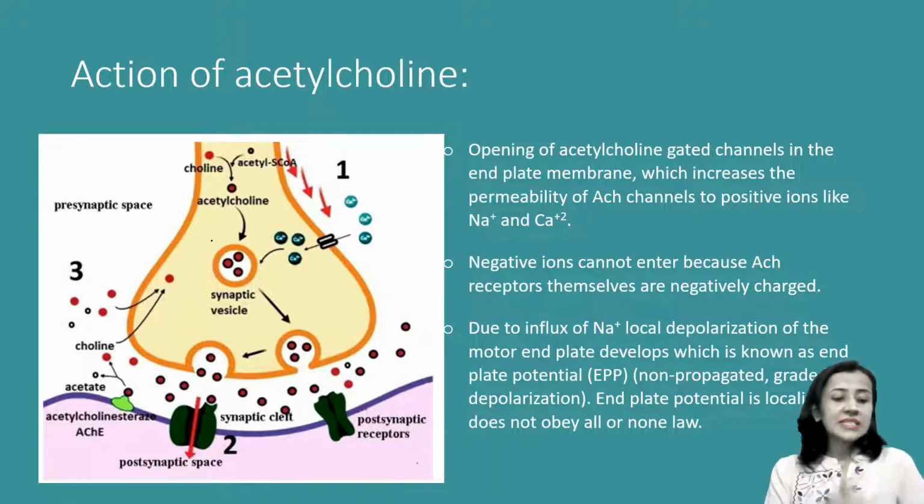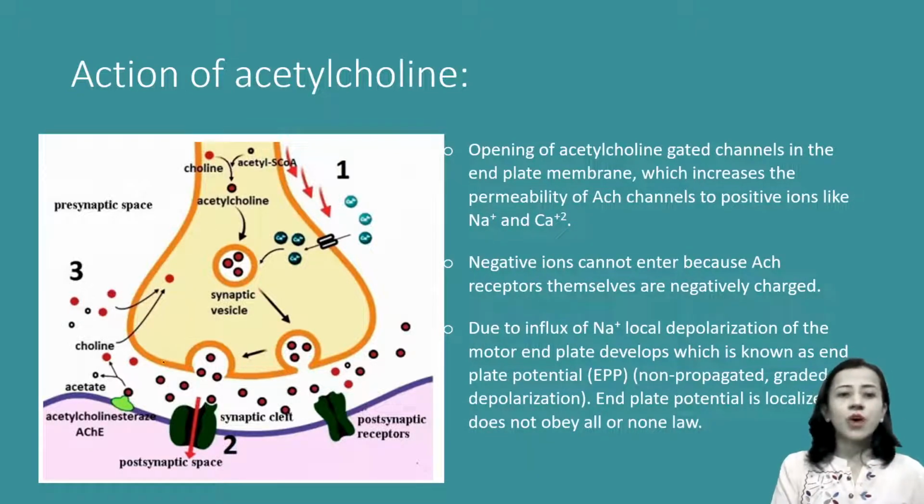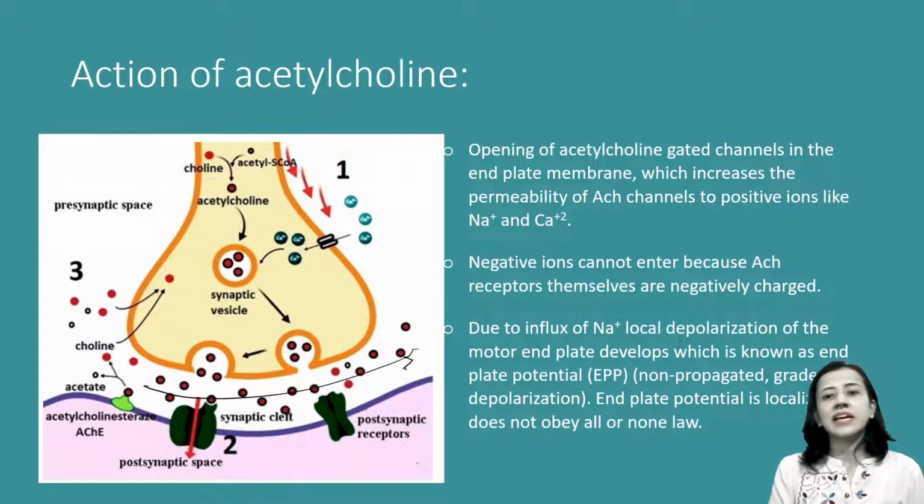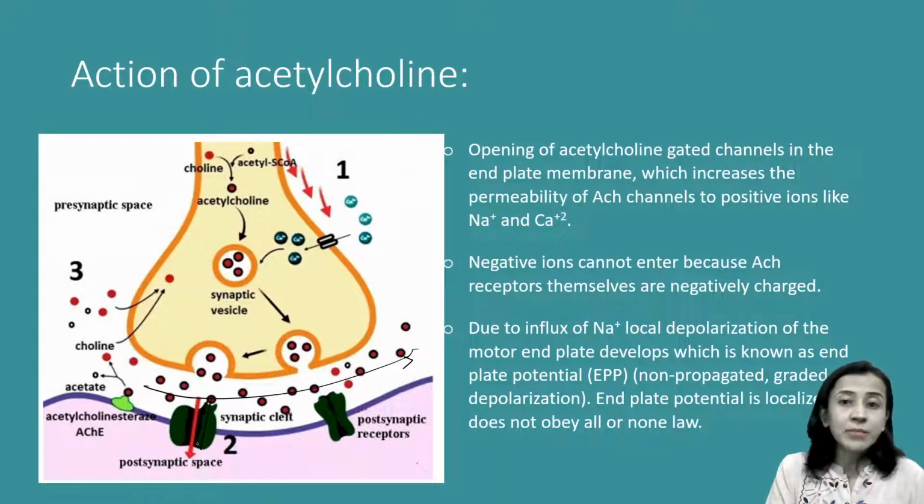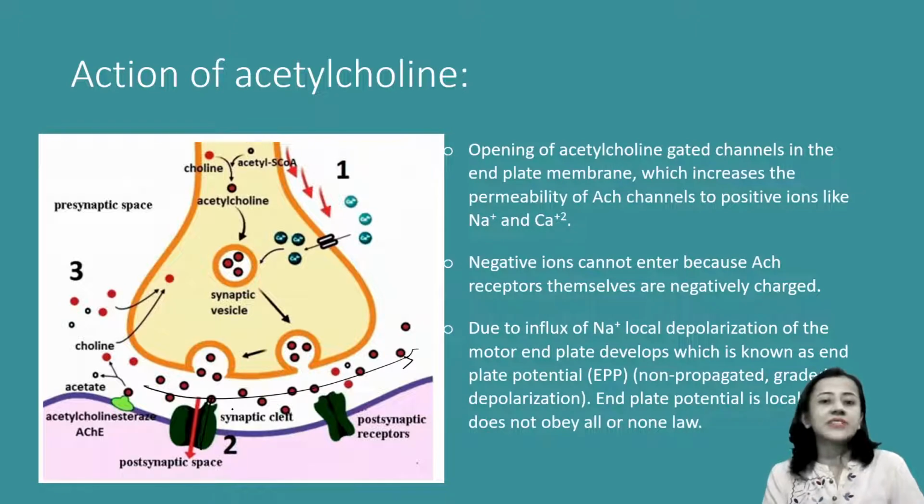Now there is a time for the action of acetylcholine. Now your acetylcholine is there in the synaptic cleft, and acetylcholine increases permeability for sodium and calcium ions. Now you can say that negative ions cannot enter. Why? Why can negative ions not enter here through this channel? Because these channels are already negatively charged.